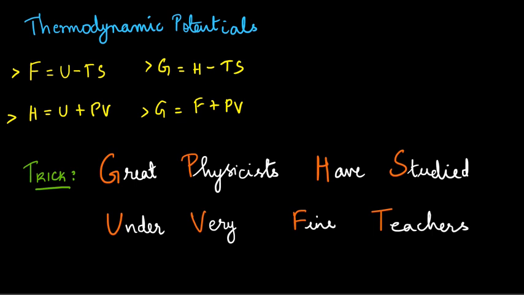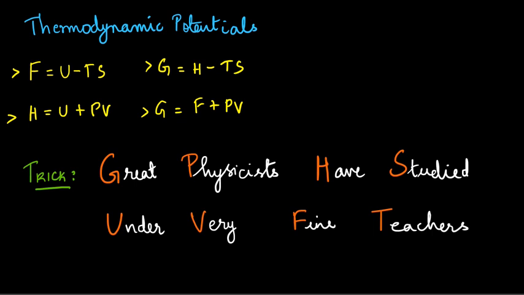All four sets of formulas require one trick, which great physicists have studied under very fine teachers. This trick is called the thermodynamic square method. This is for you to remember. The capital letters are of our use, and to remember the order, this is the mnemonic you'll have to use.